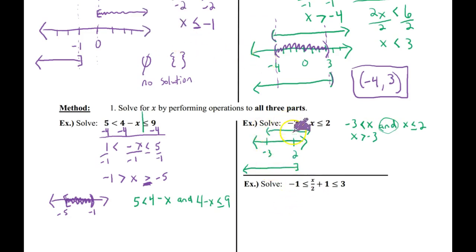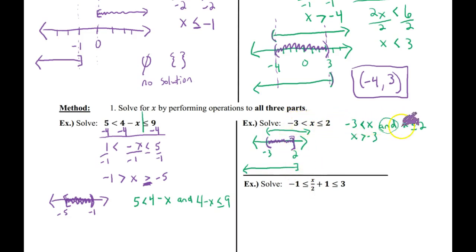Where do they both occur? So they both shade between negative 3 and 2. This one had a parenthesis, so I cannot include it. It's not there in both. And this one has a bracket, so it's including on both of them. And there I would go.